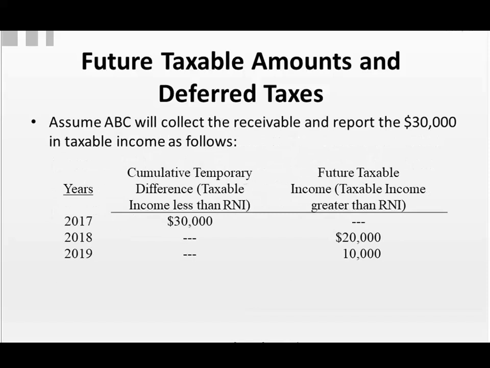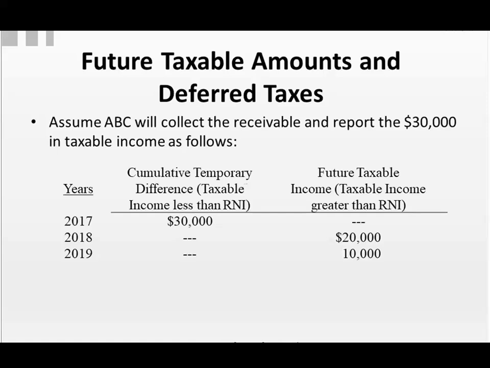So, here's what we're looking at for ABC. They're going to collect the receivable and report $30,000 as follows. In 2017, we'll have the $30,000, but we're not going to collect it till $20,000 in 2018 and $10,000 in 2019. So on the tax return, we'll have zero in 2017, $20,000 taxable income in 2018, and $10,000 taxable income in 2019. The whole $30,000 is income on the books, the GAAP financials, in 2017. So we're going to have these differences between book and tax for 3 years.